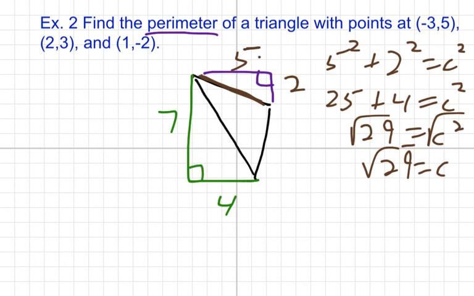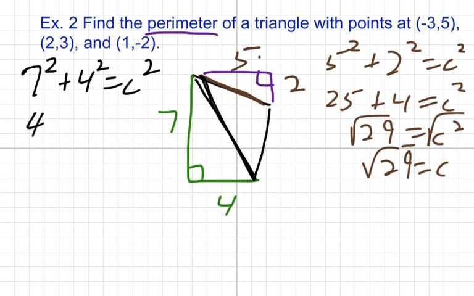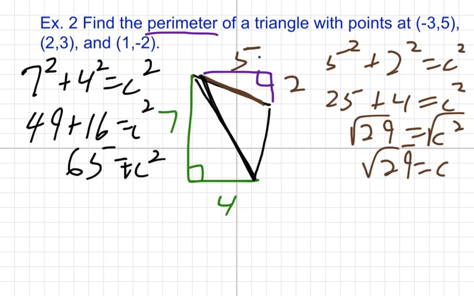So then I'm trying to find this side, that's my c. So I just do a squared plus b squared equals c squared, so it's 7 squared plus 4 squared equals c squared. 7 squared is 49, 4 squared is 16. I add them together and I get 65 equals c squared. And my last step is to take the square root. So c equals the square root of 65.